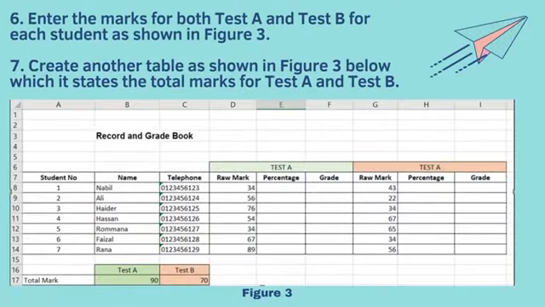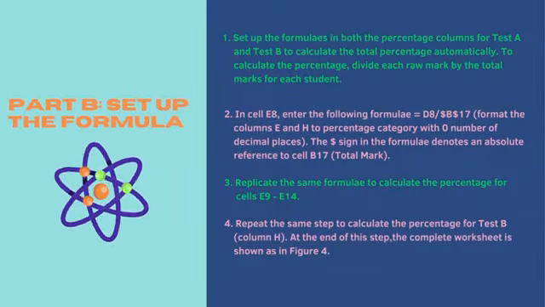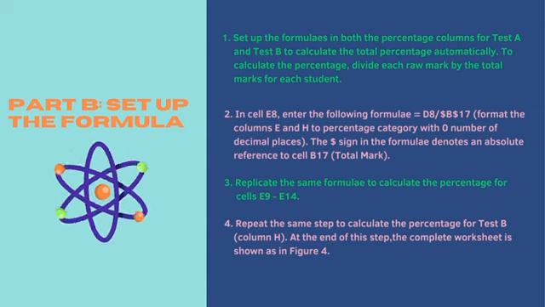Next, Step 6. Enter the marks for both Test A and Test B for each student as shown in Figure 3. Step 7. Create another table as shown in Figure 3, which states the total marks for Test A and Test B. Now, we are done with Part A. Now, we move to Part B, set up the formulae.